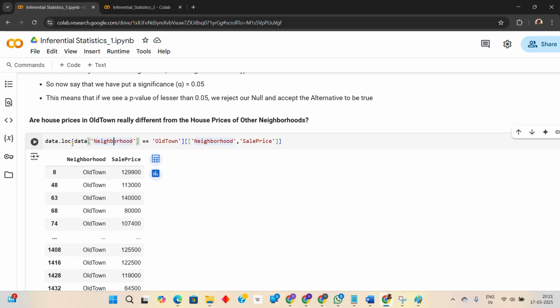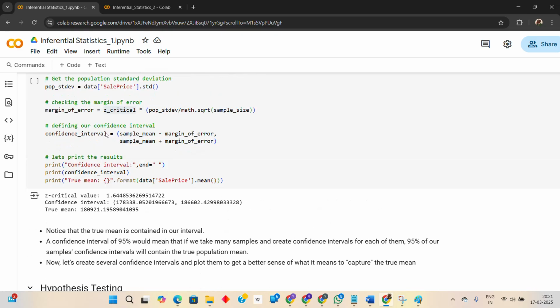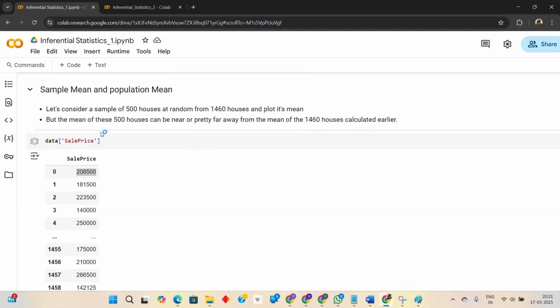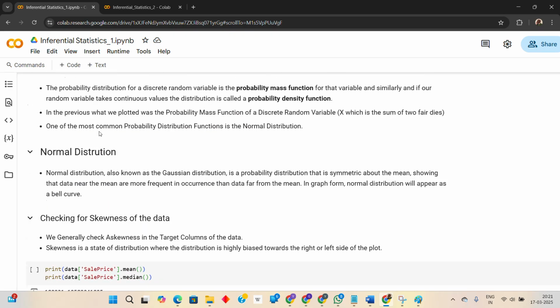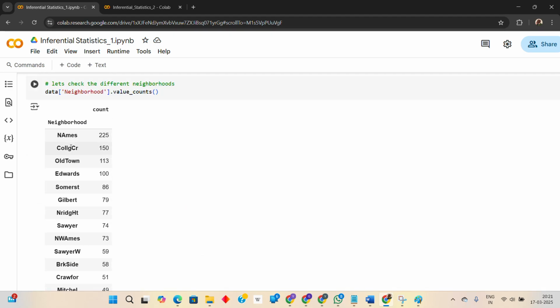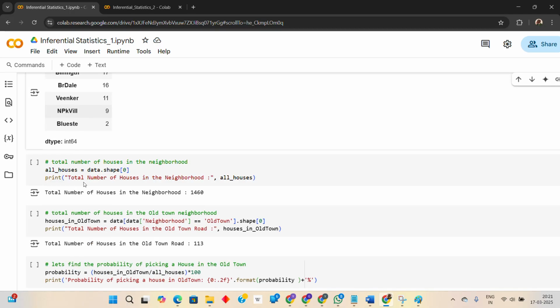For example, here the hypothesis is on neighborhood. There is one column called neighborhood. In that neighborhood, we will have many values like Old Town. Here I have given you what values are there in neighborhood. So Old Town, and different values. Here you can see Old Town is there, Edwards is there, Somerset is there, Gilbert is there. These are all neighborhood names.